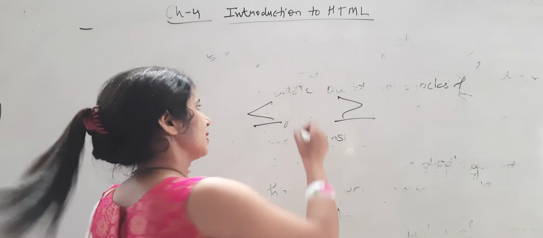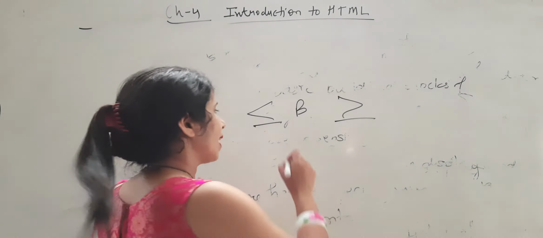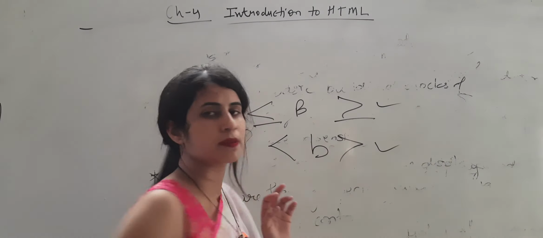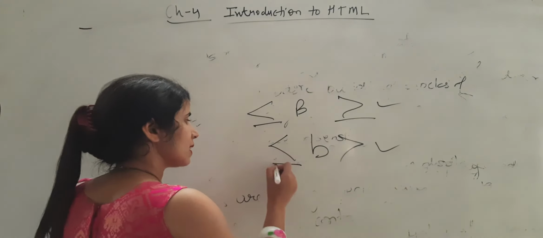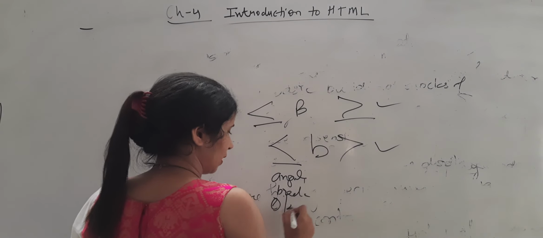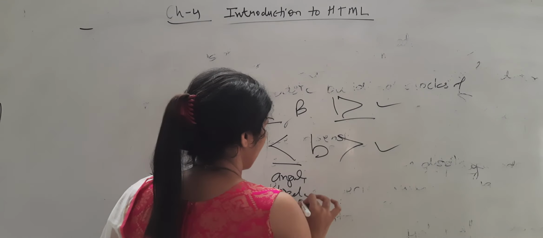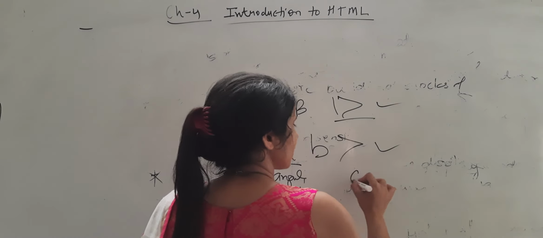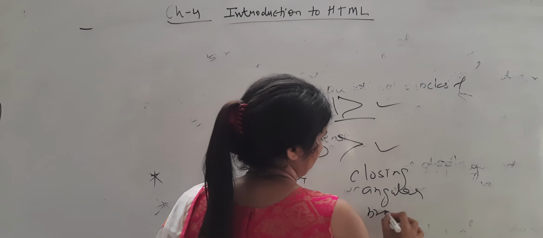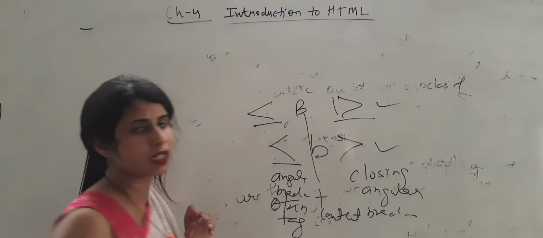In this we write the tag name. What do we write here? The tag name. Suppose the B tag is there. I can write this in this way also and I can write it in this way also. Both are correct. So this is known as the angular bracket, or you can write here open tag. It is the opening angular bracket and it is the closing angular bracket, and B is the content of it.